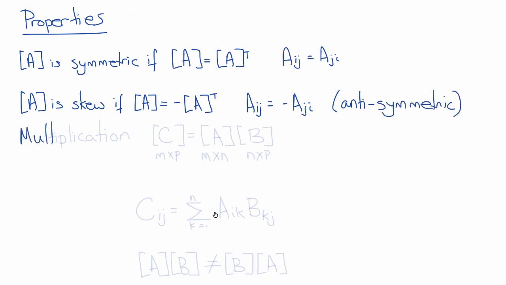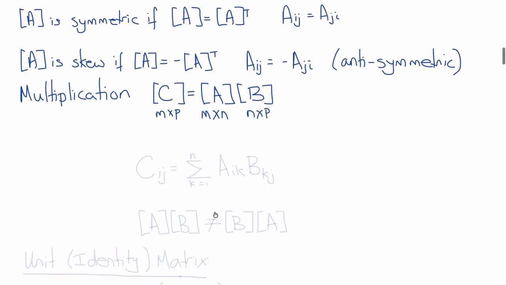As you know, we can multiply two matrices. So the product of matrix A and B could be C, and if A was M by N and B was N by P, then C would be M by P. We could write this in index notation as the components ij of C would be the sum from k equals 1 to n of Aik times Bkj. It's important to remember that this definition of matrix multiplication is not commutative. A times B is not equal to B times A.